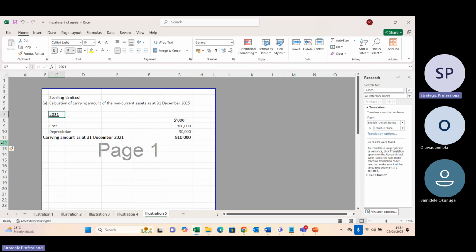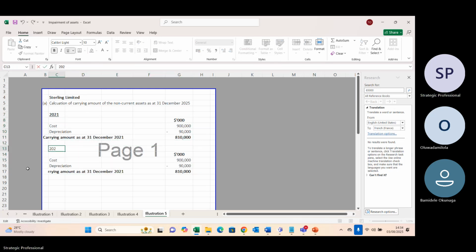So this 2021, let's just bring this down to 2022. The cost is 900,000. Now, with the straight line method, if your depreciation in a year is 90,000, it means that, all things being equal, throughout the estimated useful life the depreciation will be that amount: year 1, 90, year 2, 90, year 3, 90, year 4, 90. That's what the straight line method is.